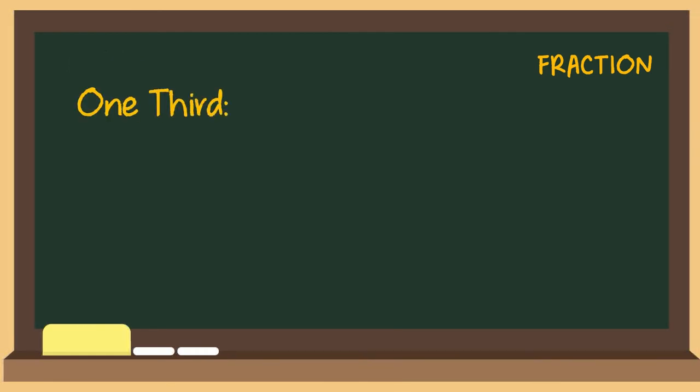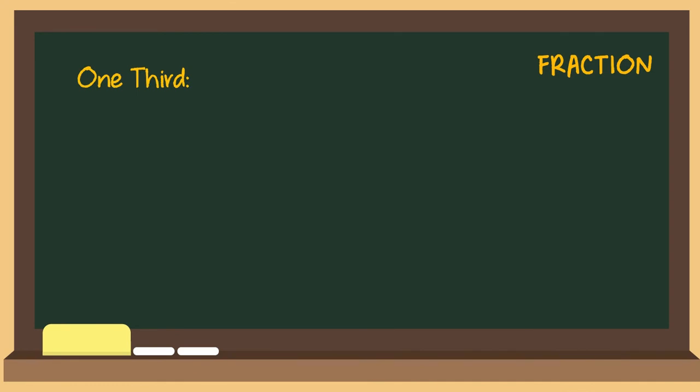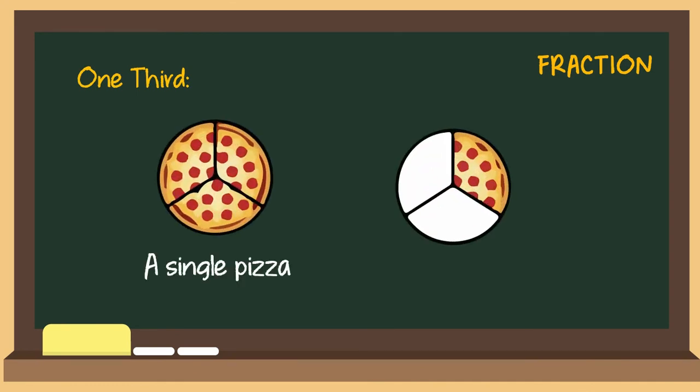One-third. One-third means one part out of three equal parts. A single pizza. One-third pizza.